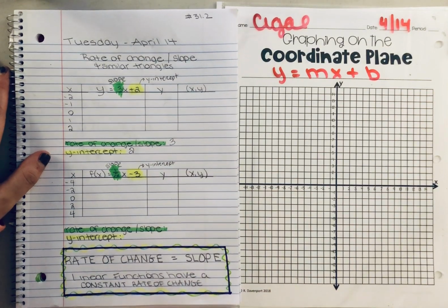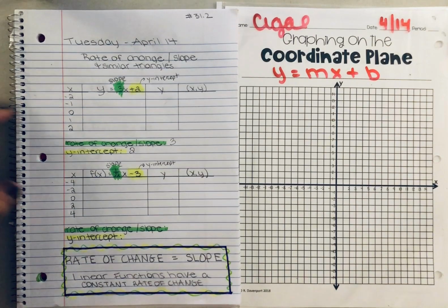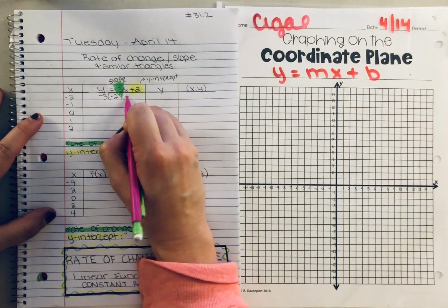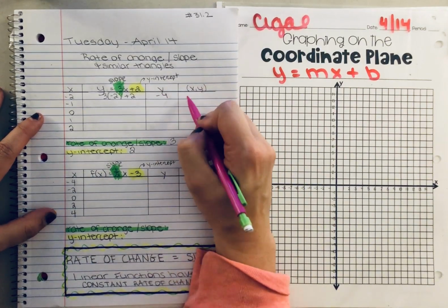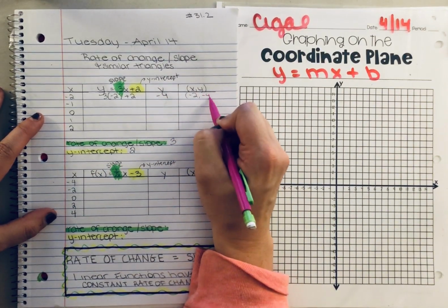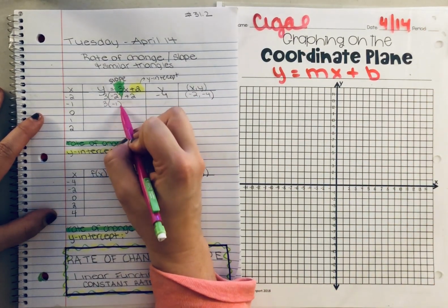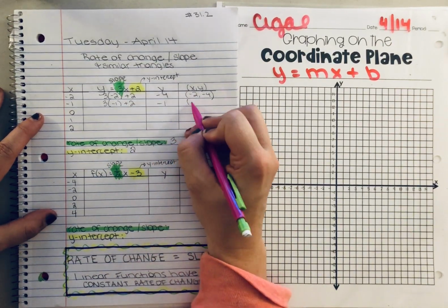I already know that. So once we get better at this, we won't even have to do these tables anymore. But for now, let's just go for it. I'm going to plug in my values and we're going to see how this graph looks. This is going to give me negative 6 plus 2, so negative 4. My first ordered pair is at negative 2, negative 4. Next, we're going to fill in the negative 1. I'm going to evaluate that and write it as an ordered pair.